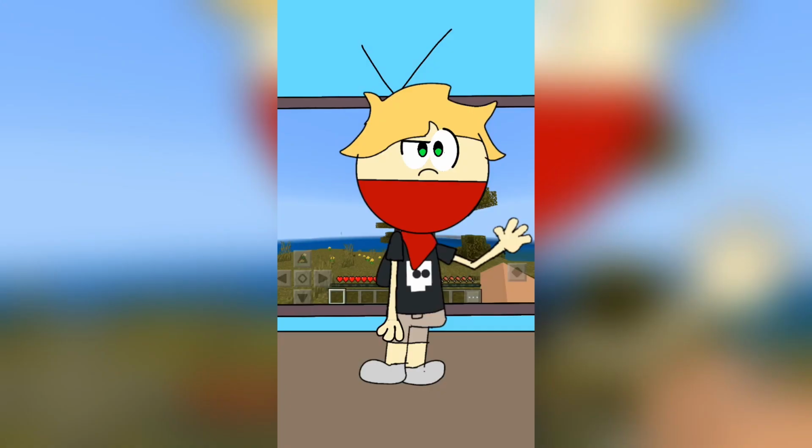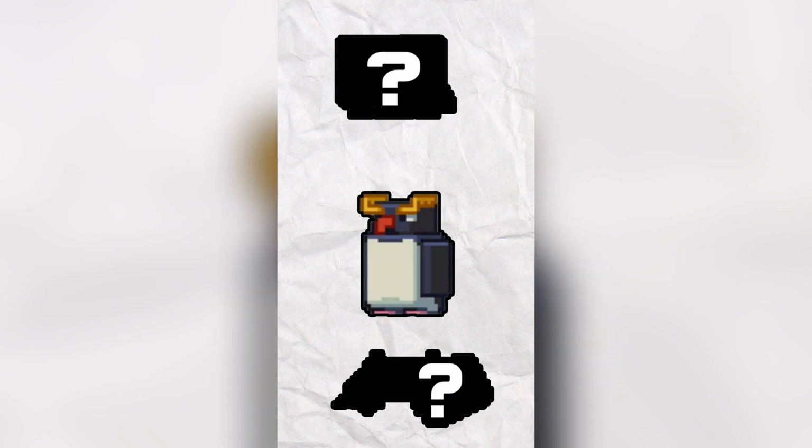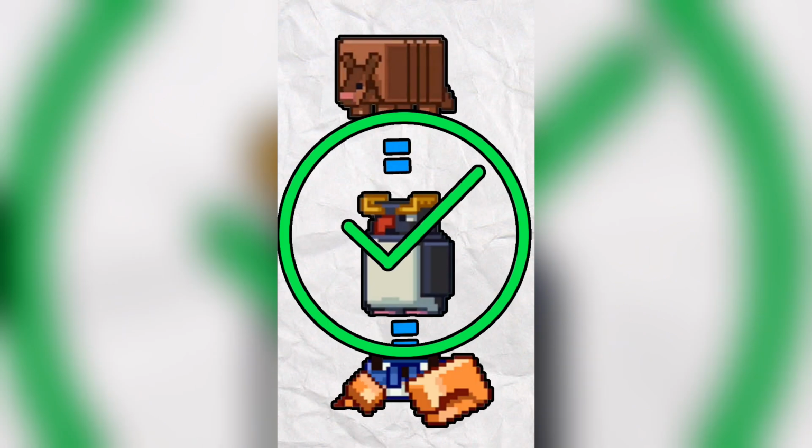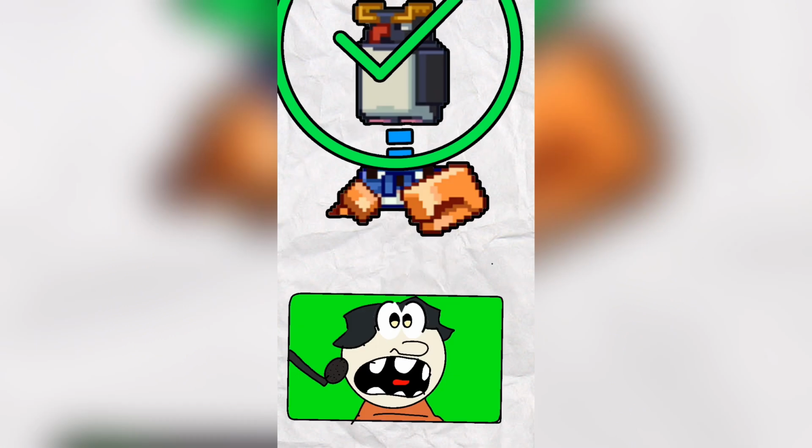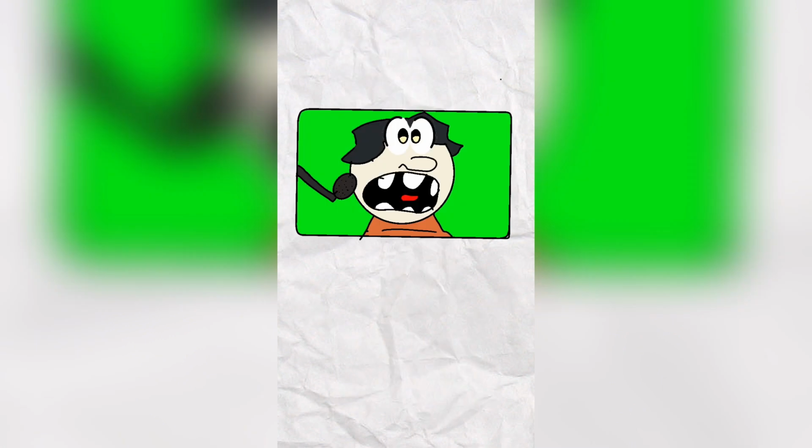My opinions on this year's mob vote? If you don't know, this year's mob vote consists of the penguin, the armadillo, and the crab. And they're all equally good in my opinion. And it seems a lot of people feel the same way, as they're all pushing for Mojang to add all 3 mobs.